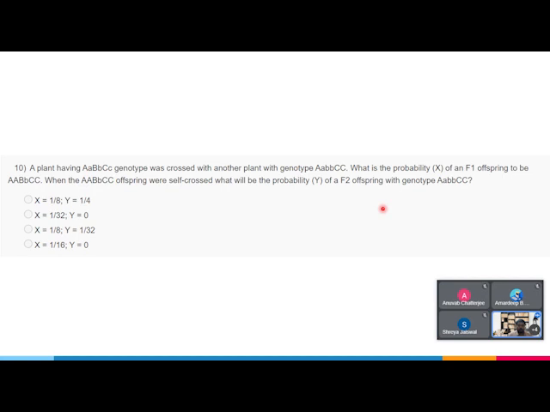Try to solve this. The entire thing can also be extended to the dihybrid process. No need to worry about drawing a Punnett square for the 9 is to 3 is to 3 is to 1 ratio in the dihybrid process. You can still use this particular method of probability to solve those as well. Shreya also says that the answer is D, that is x equal to 1 by 16, y equal to 0.